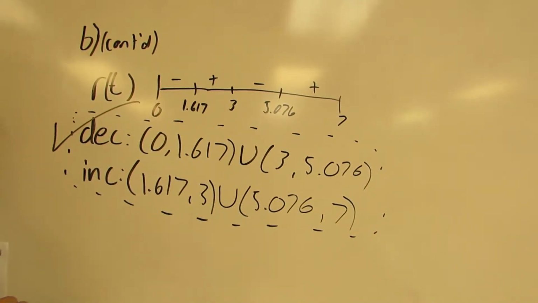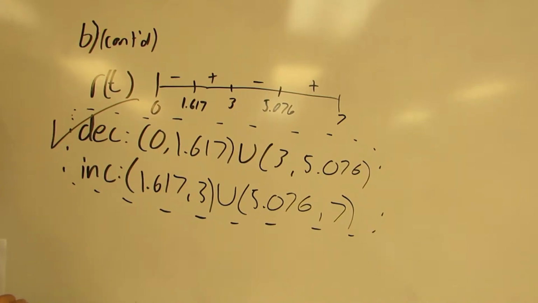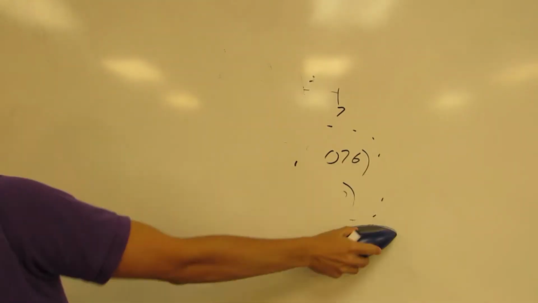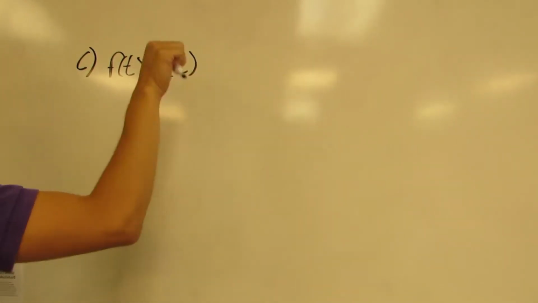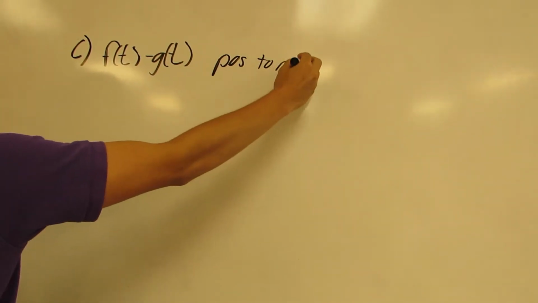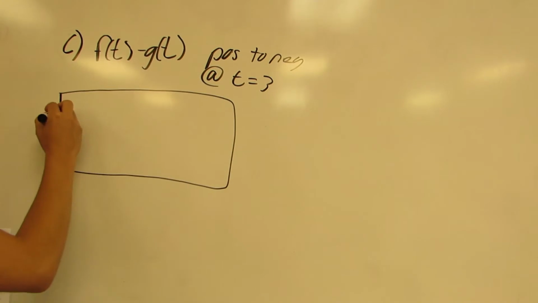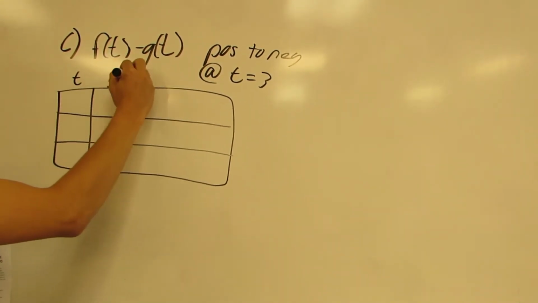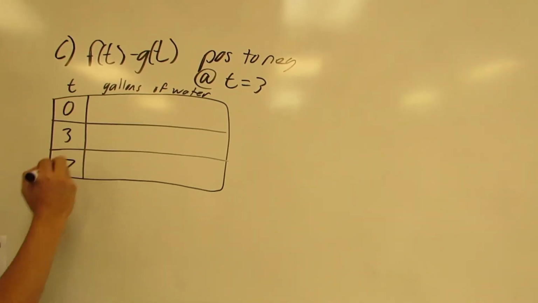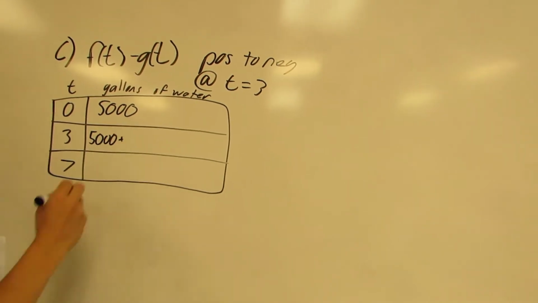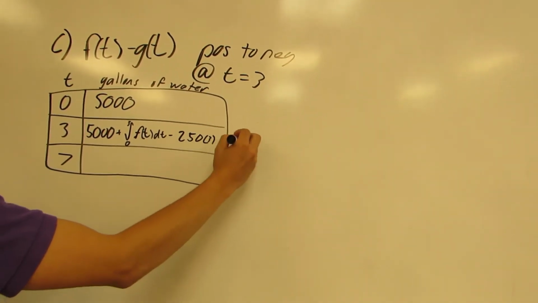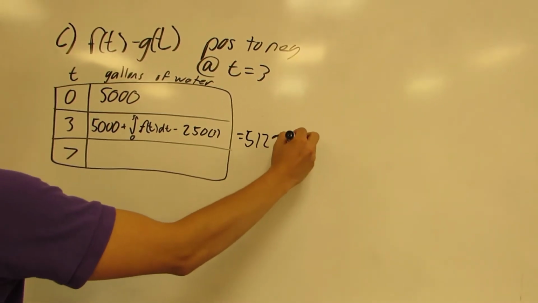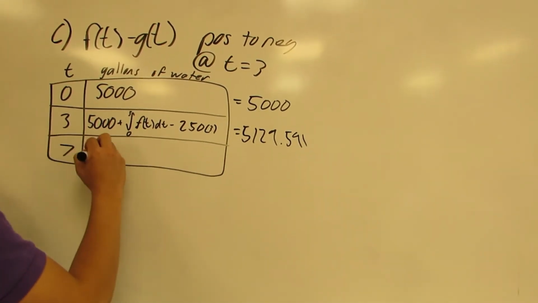For part C, we need to find what time t the amount of water in the tank is greatest. To do this, we just need to find out where the function changes from decreasing to increasing, or from positive to negative. So we can create a chart to do this, and using our endpoints and the point in the graph where it is changing from increasing to decreasing, we can find out the amount of water in the tank at those points. So at 0 we are given it's 5,000.